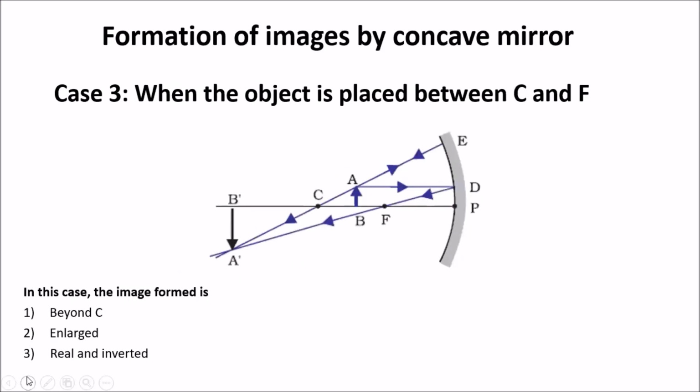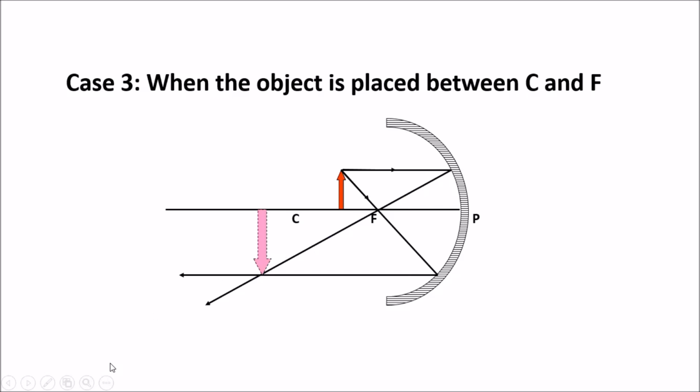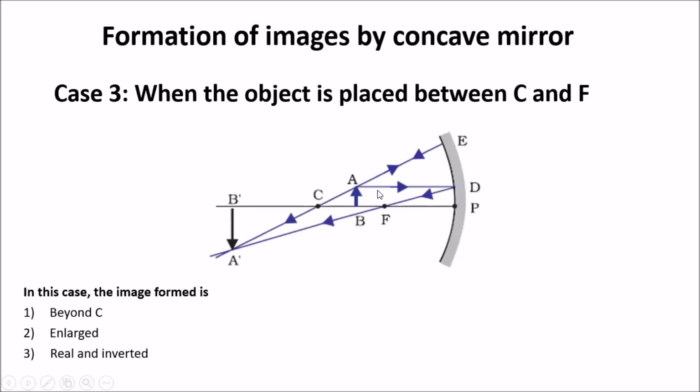The conclusions are, you can see when the object is placed between C and F, the image is formed beyond C. It's formed beyond the center of curvature. It is enlarged. You can see it's larger than the object, and it is real and inverted. What I showed you was rule 1 and rule 2 here. And in this image, you can see rule 1 and rule 3 are used, as we have discussed in the first case also. So this was case 3. Take some time to grasp it, and we'll go for case 4.